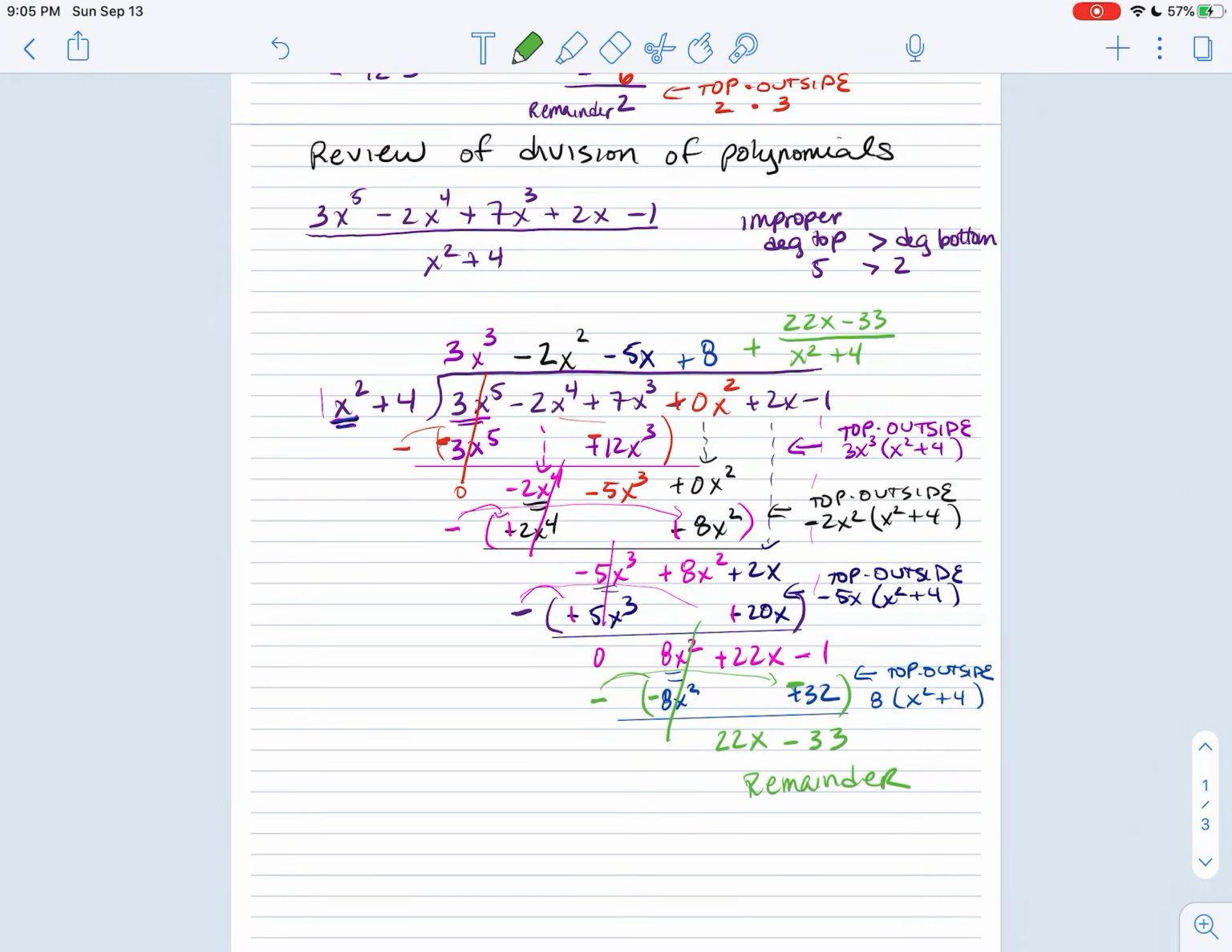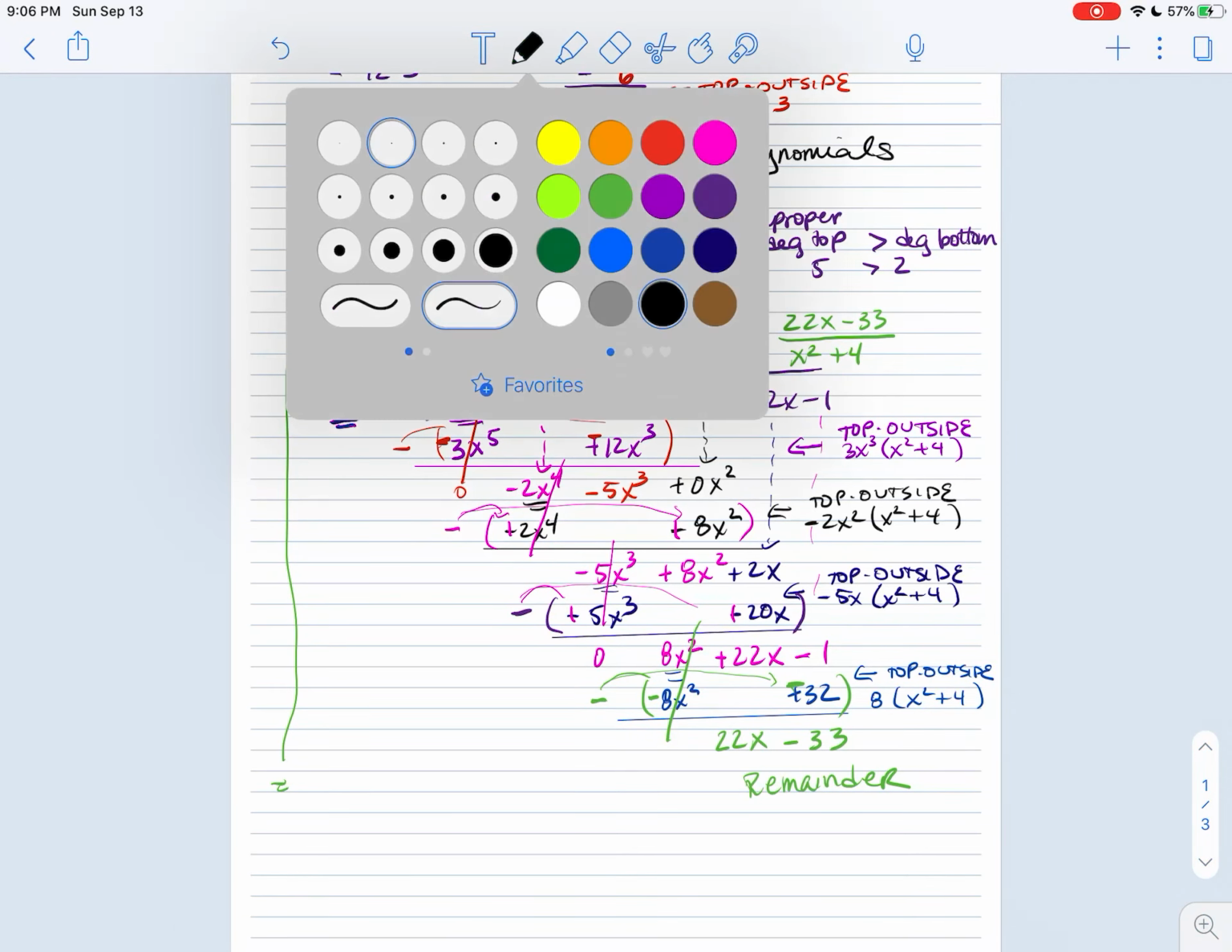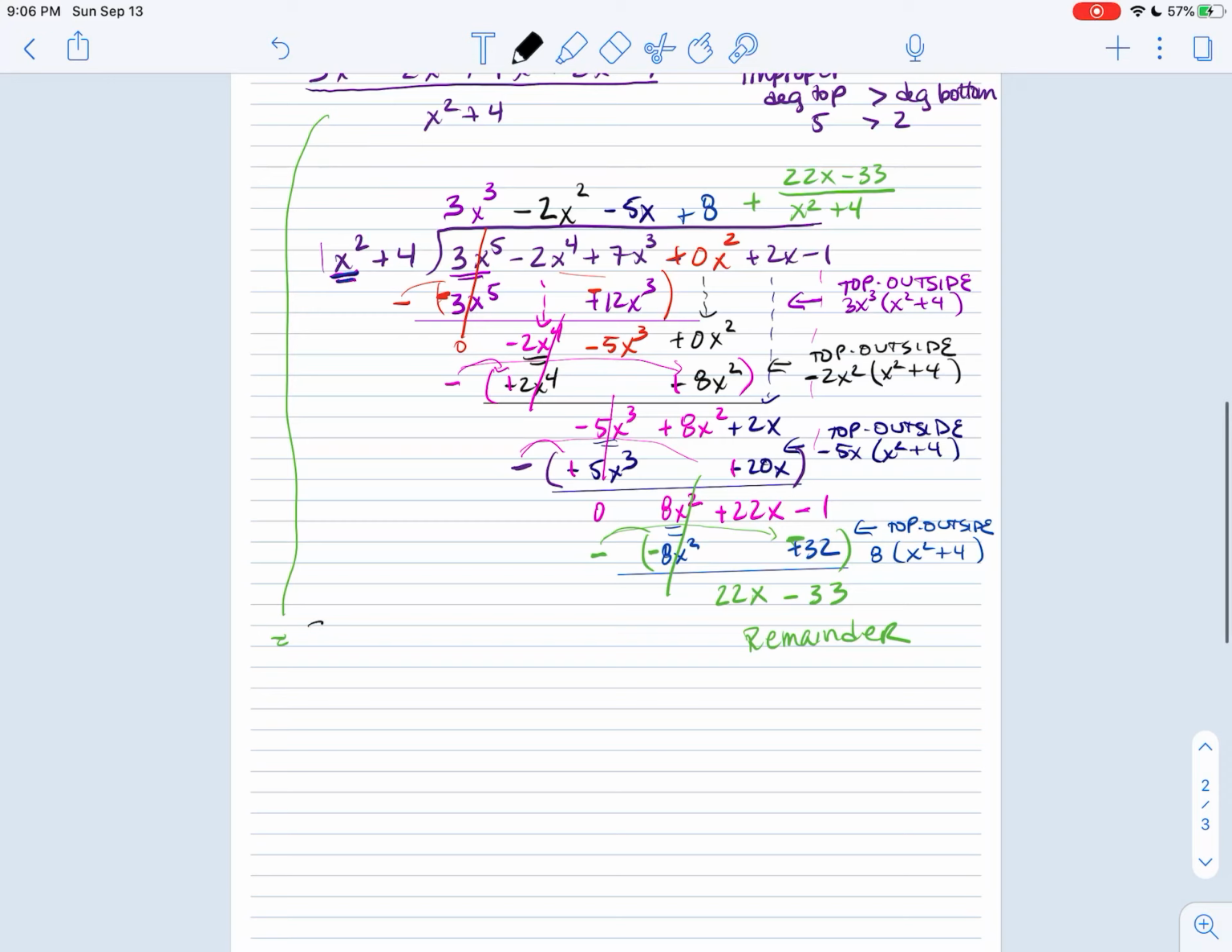So my quotient is now equal to 3x cubed minus 2x squared minus 5x plus 8 plus a remainder of 22x minus 33 all over x squared plus 4. And that's how I transform my rational expression in preparation for integration using partial fractions.